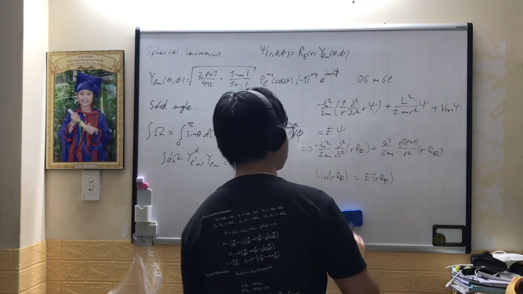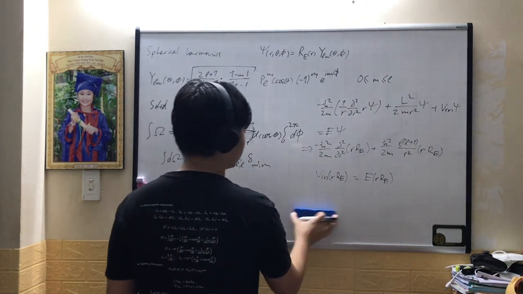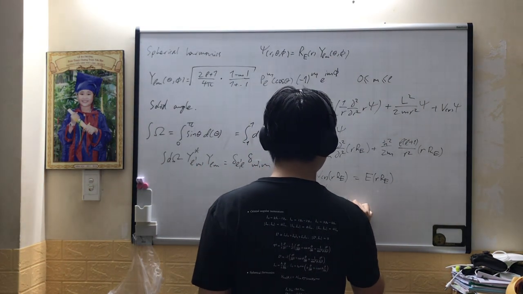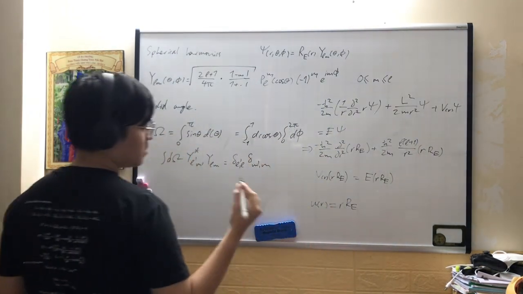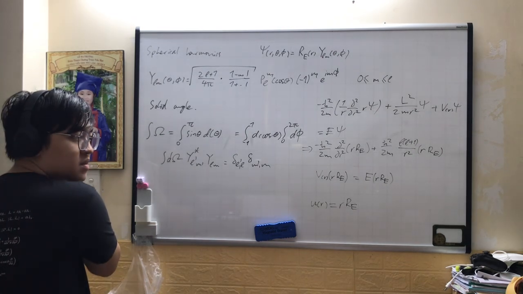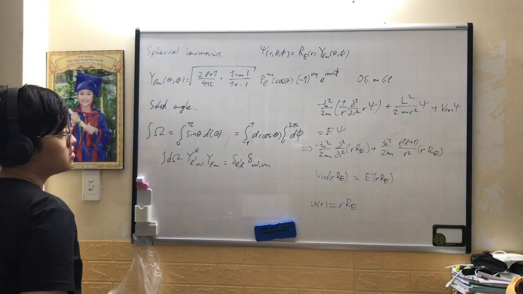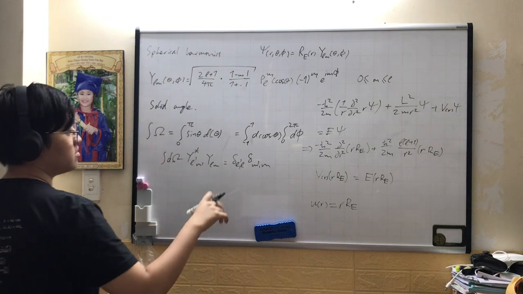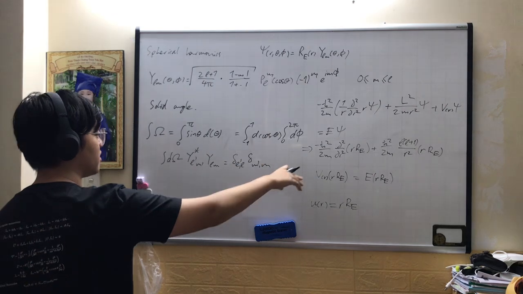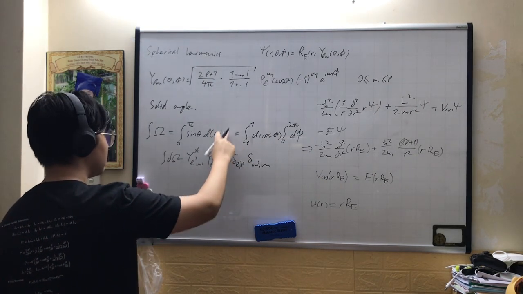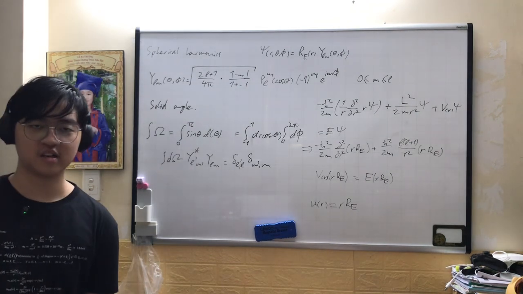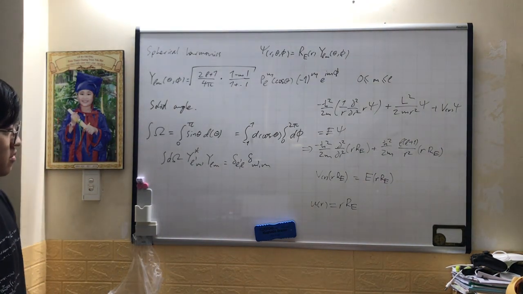Okay, so from this, you take u of r to be equal to rR, and there we go. This is our final Schrodinger equation for the angular momentum part in spherical coordinates. Okay, so this would be your finalized Schrodinger equation. You would use this in the other problems that are taken in spherical coordinates.